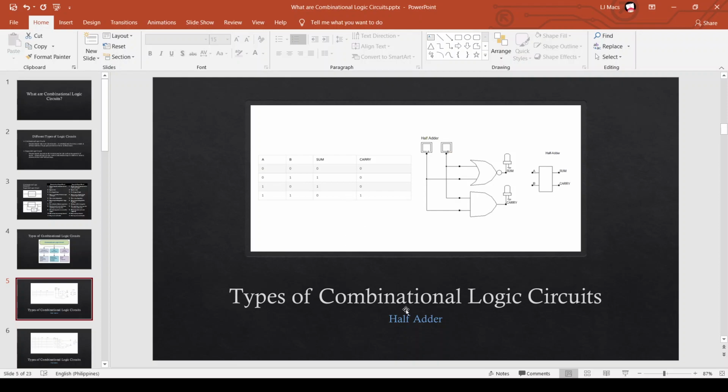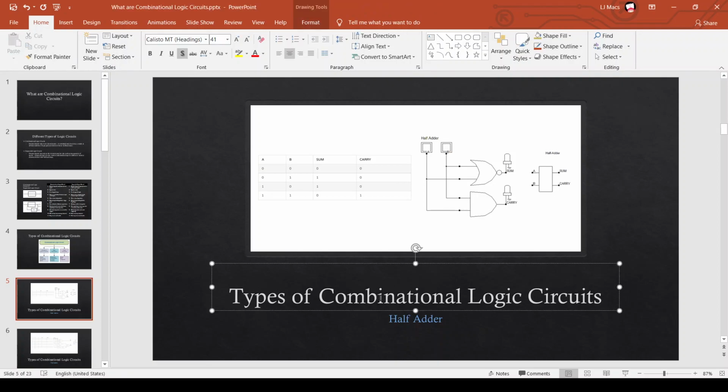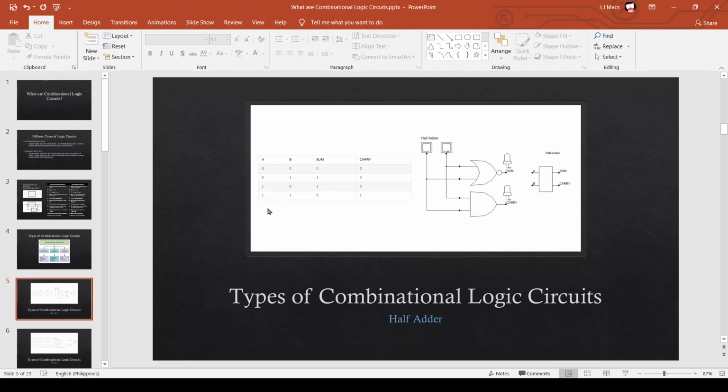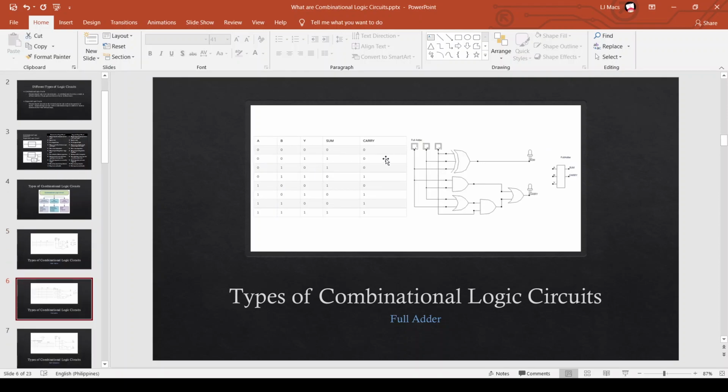This is why it's called a half adder, since it does not use the carry input. It omits this number here. For 0 plus 0, we have 0, so the only output is the sum. As for the full adder, we also output its carry.